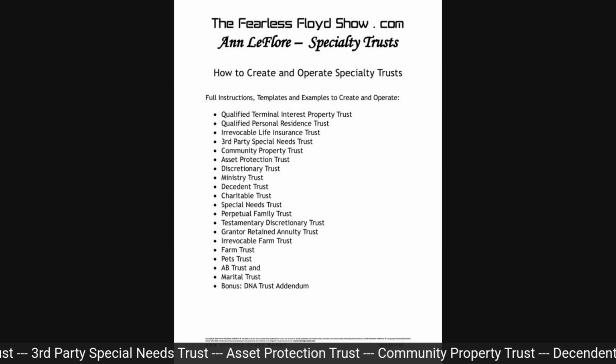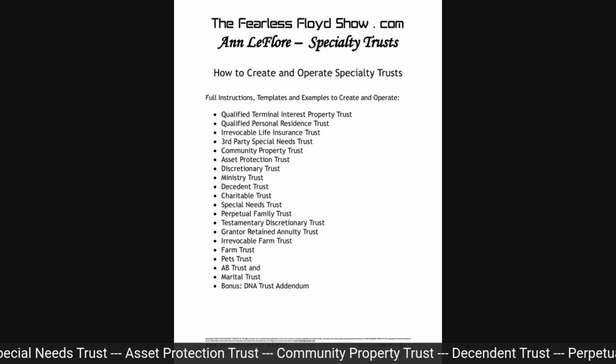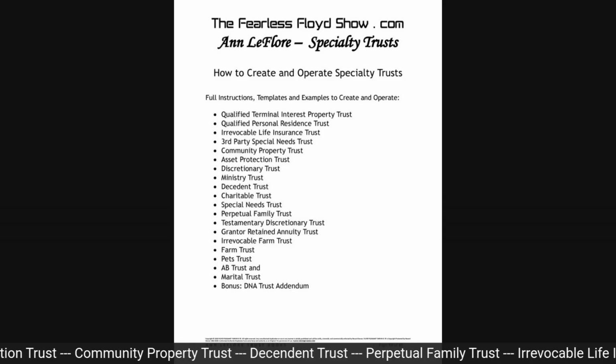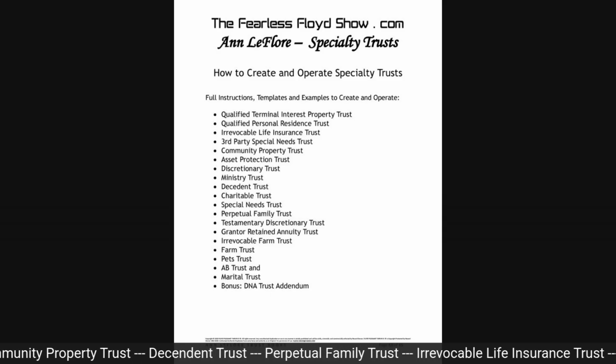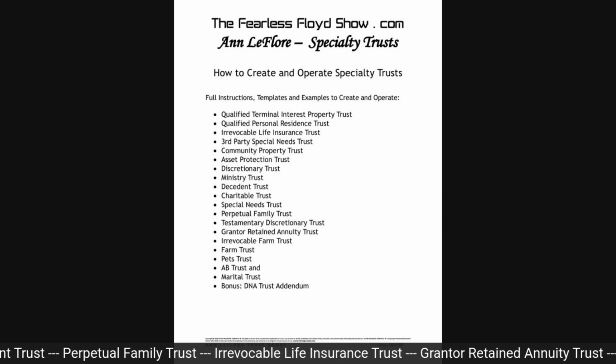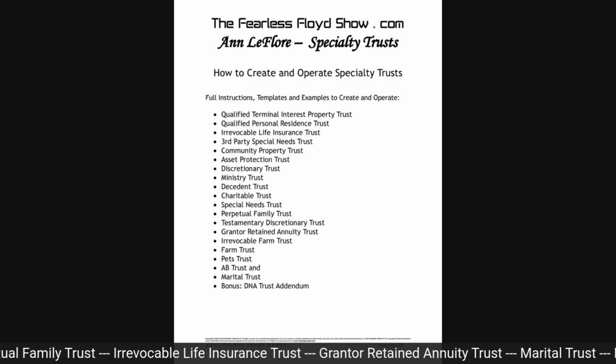Special Needs Trust. Perpetual Family Trust. Testamentary Discretionary Trust. Grantor Retained Annuity Trust. Irrevocable Farm Trust. Farm Trust. Pets Trust. AB Trust, and Marital Trust.